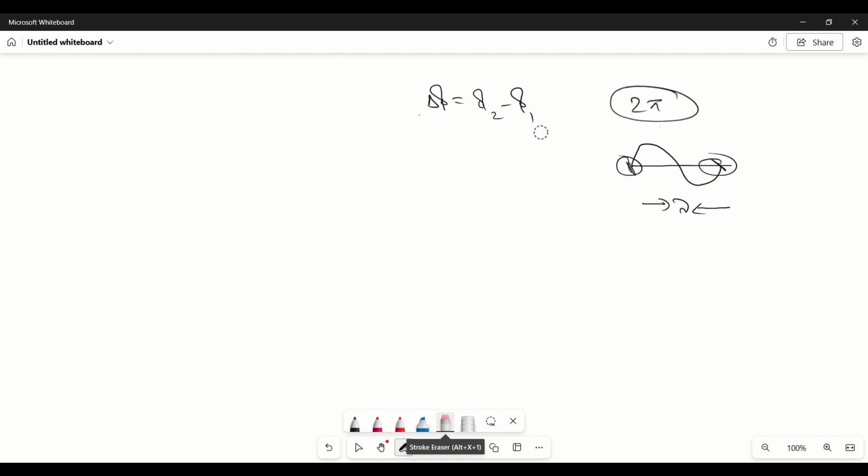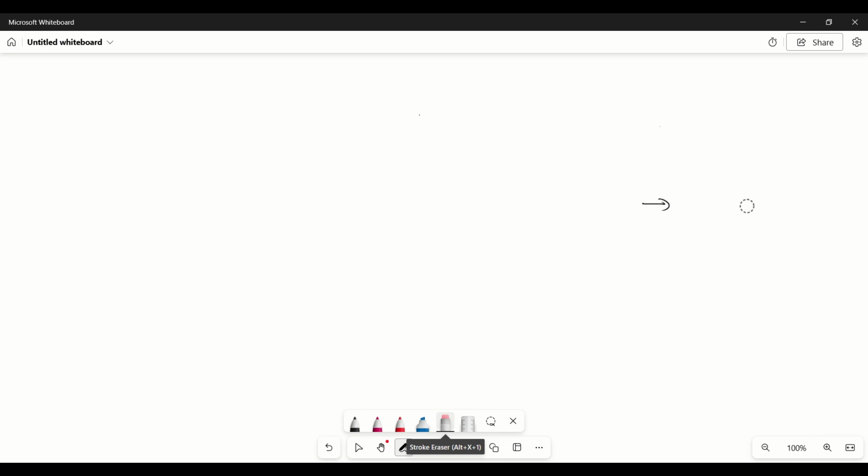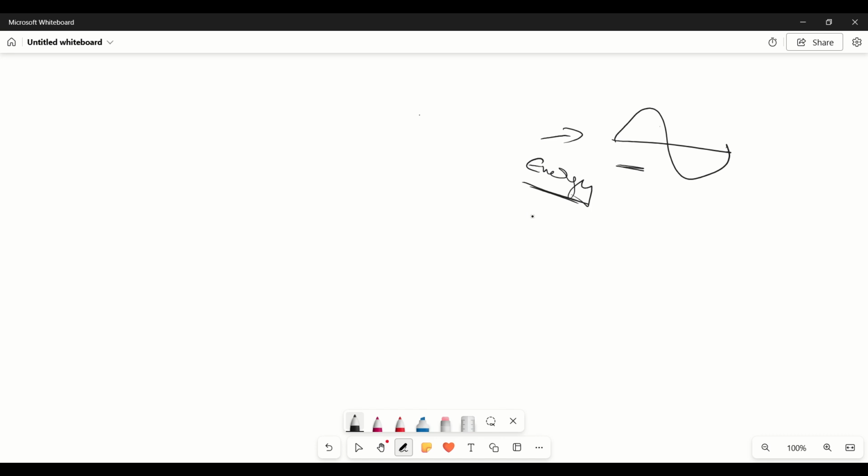When a mechanical wave is propagated in the forward direction, we can represent the energy of this wave, as well as the power of this wave, and we can also represent the intensity of the wave. So let's see the condition.